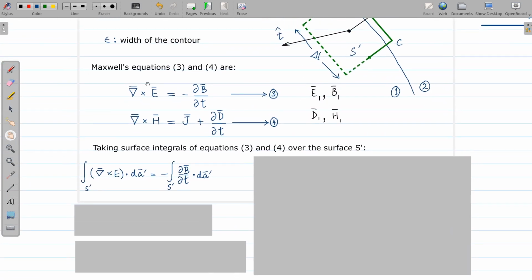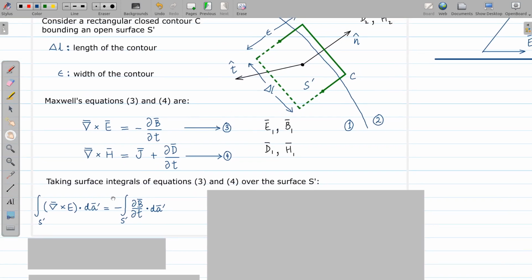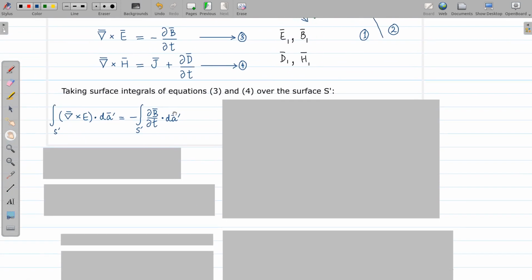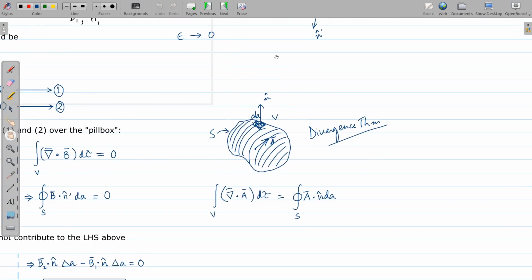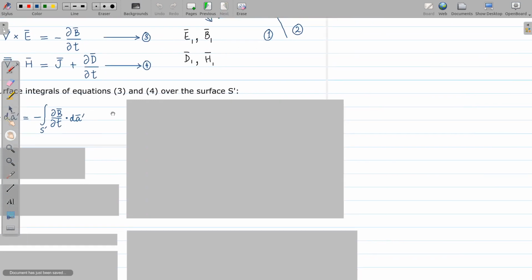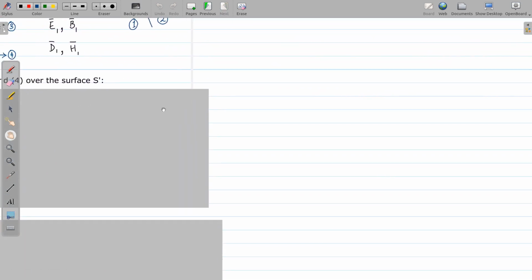Curl of E, take the surface integral of curl of E. This is equal to minus the surface integral of dou B by dou t, where dA prime is a surface element on this surface S prime. Now what do we use here? Previously the divergence theorem came to our rescue. Here we use what is called the Stokes theorem.